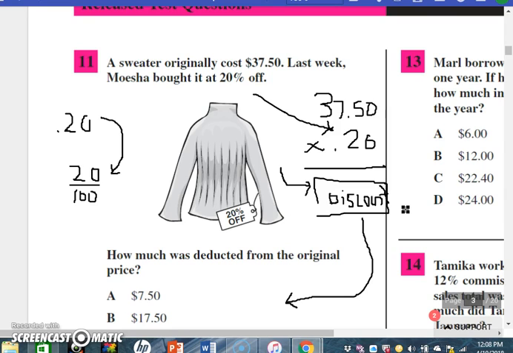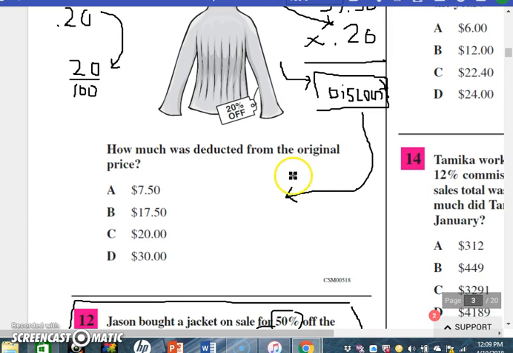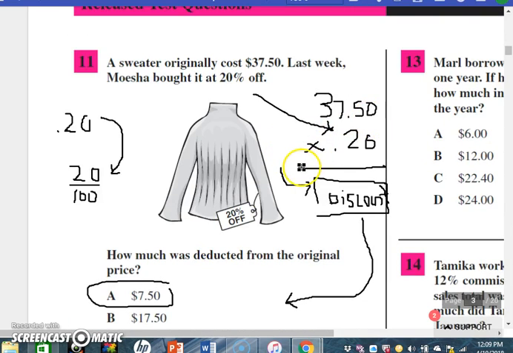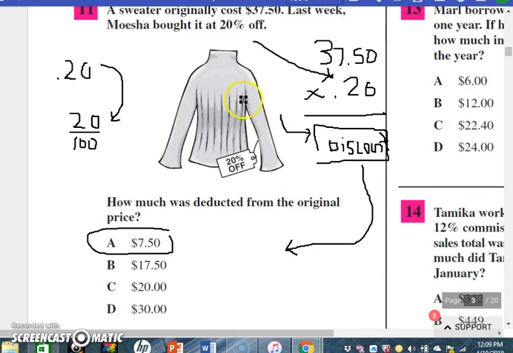And if you do type this in the calculator, you'll see that ultimately 20% of $37.50 is $7.50. So how much is deducted from the original price? $7.50 is deducted from the $37.50. Now they're not asking what you pay for the sweater, they're just asking about the discount, what is being deducted. Remember, with the discount you're taking away.